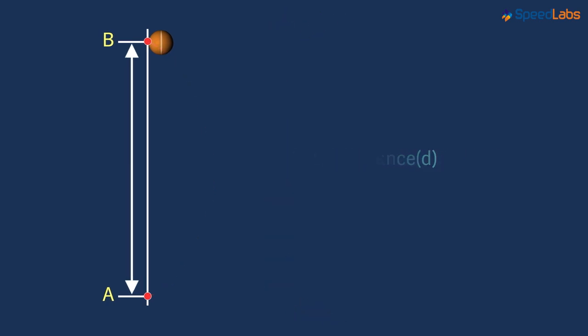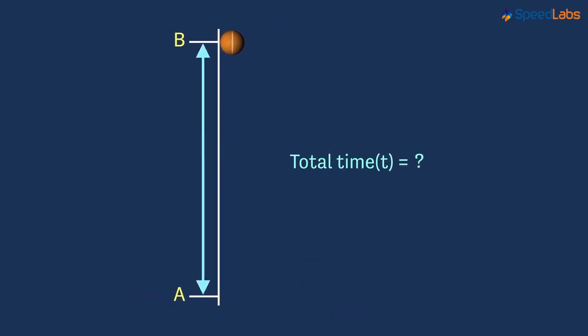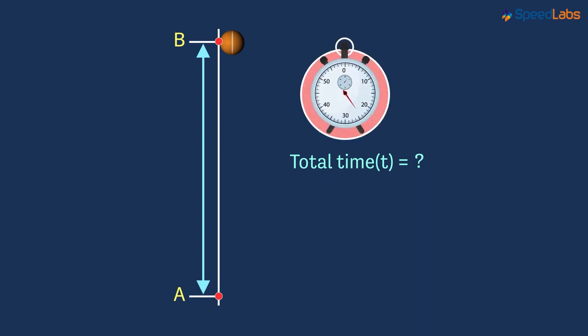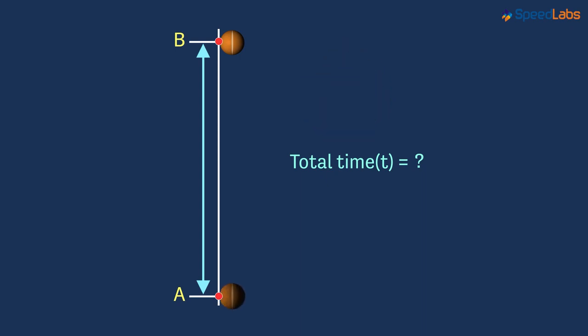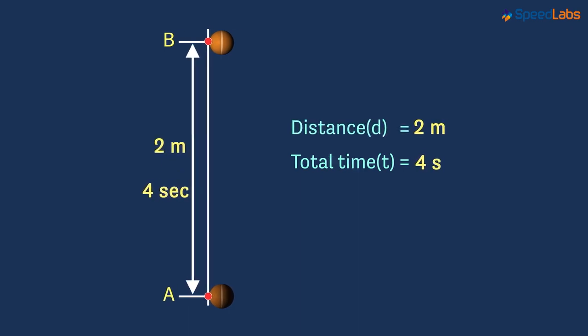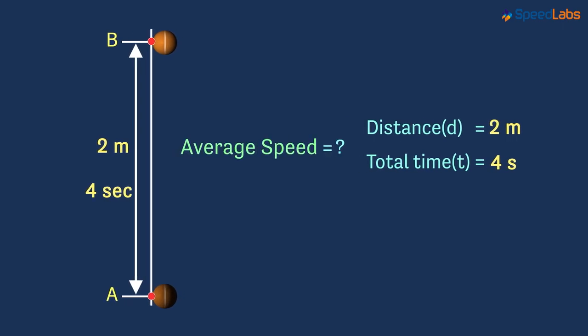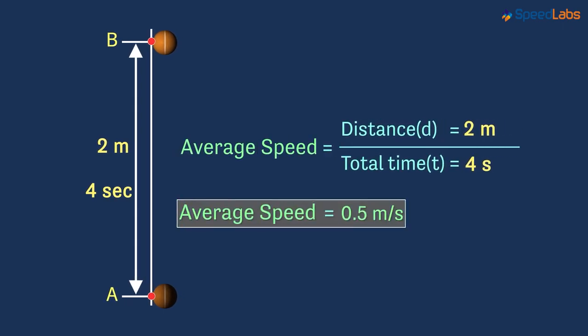Now, how do we measure the time taken by the object to move from point A to point B? It's simple. We just measure the total time taken using a stopwatch. So suppose our object starts from point A and it covers the total distance of 2 meters to reach B in 4 seconds. What will be the average speed? Yes, it is 0.5 meters per second. So now we can tell the average speed of any moving object.